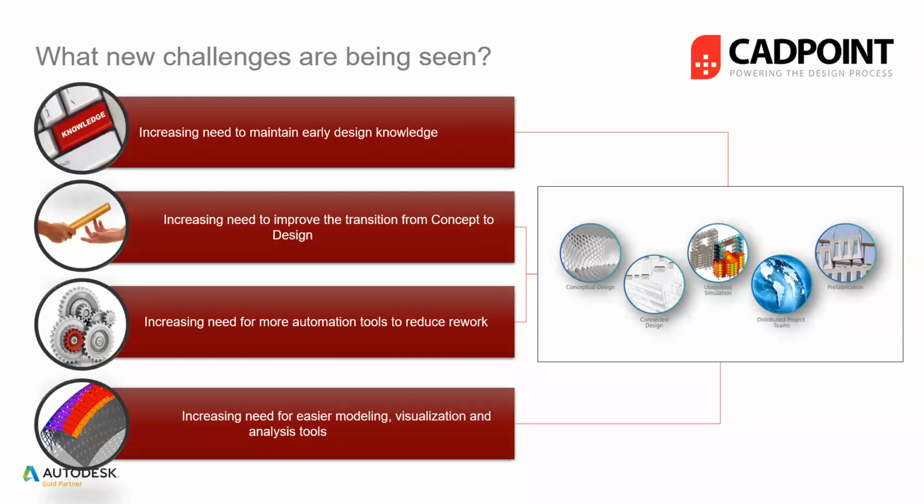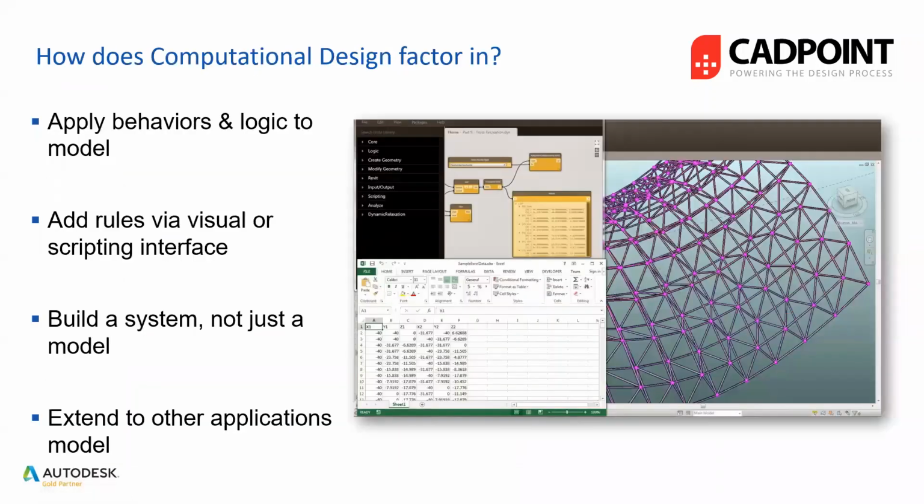So how does computational design factor into this, or visual programming as it's also known? You're able to apply behaviors and logic to your model, and this is done by creating rules via a visual or scripting interface, and in this case Dynamo is the scripting interface. It allows you to build a system, not just a model, so a system of rules by connecting nodes using Dynamo, and each node has a different purpose, and I'll run through some demonstration of how that would work in principle as well. And you can extend to other applications of the model as well, so it's not just Revit.